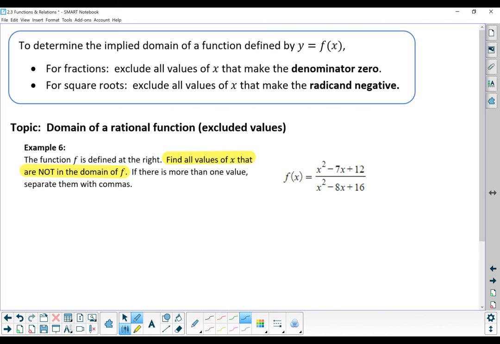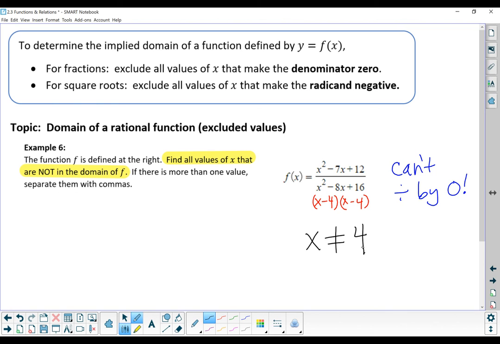So the reason that functions like this have x values that are not in their domain is because we can't divide by 0. So since we can't divide by 0, we need to think about what values would make division by 0 happen, and those are our excluded values. So if we factor this, we get x minus 4 times x minus 4. So our excluded value, our number that x cannot be, is 4. Because if we sub in 4 here, we're going to be dividing by 0.